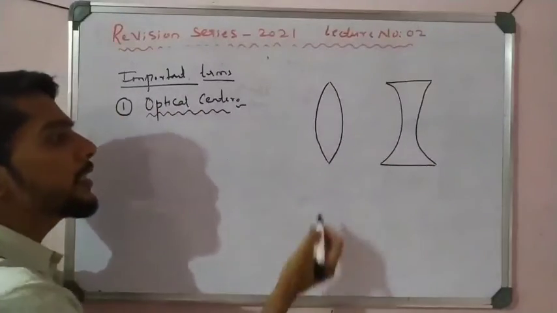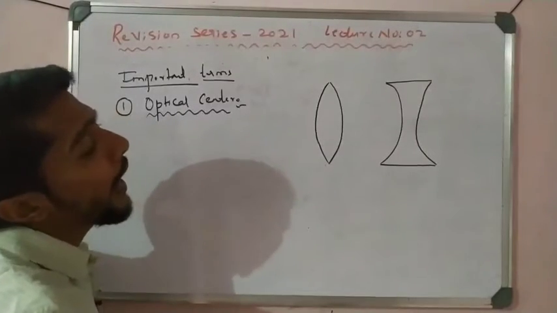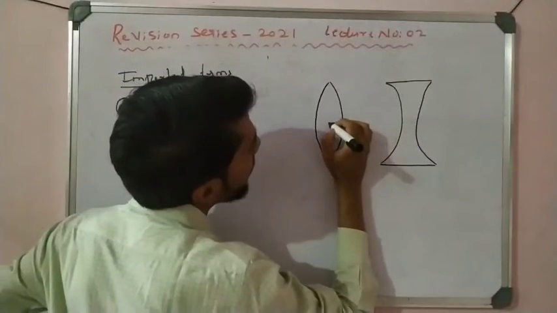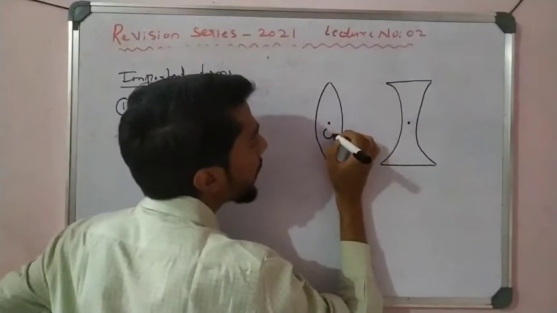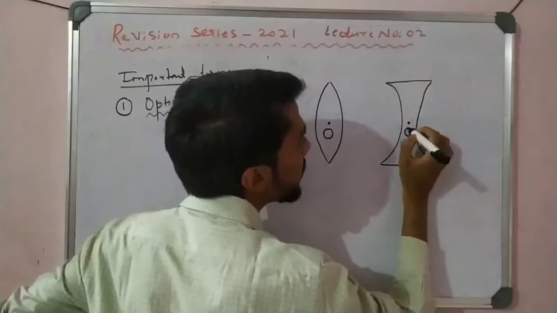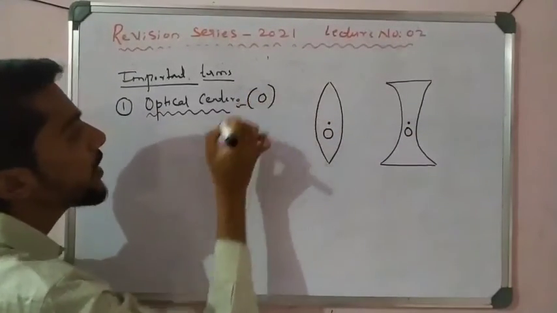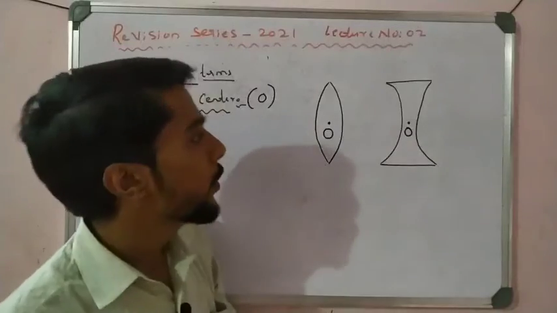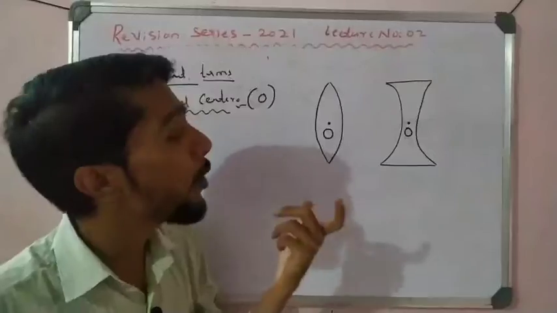See here, this is a convex lens, this is a concave lens, right? Now if I put a point at their center and represent that point by O, this point itself is called the optical center, represented by the symbol capital O. So how do we define the optical center? You are well known about that, right?